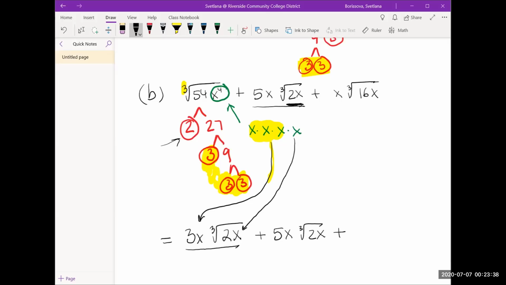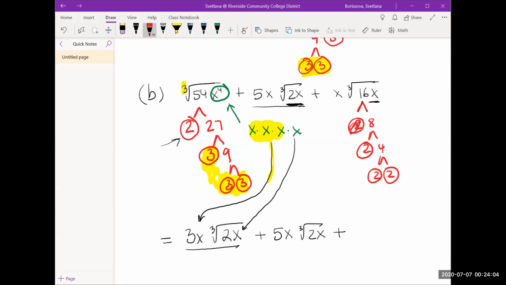And the third one, again, I can see that x I cannot split up in any way, so it stays, but 16, I should try and see what happens with 16. So 16 I can write as 2 times 8, is the prime. 8 is 2 times 4, and then 4 is 2 times 2. So primes.